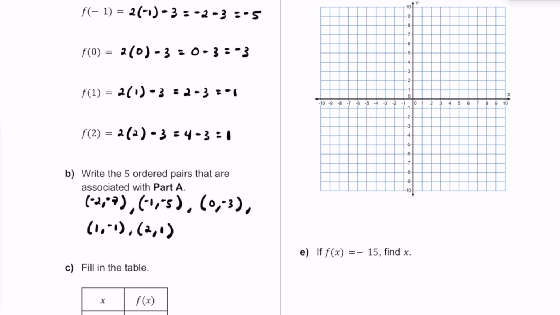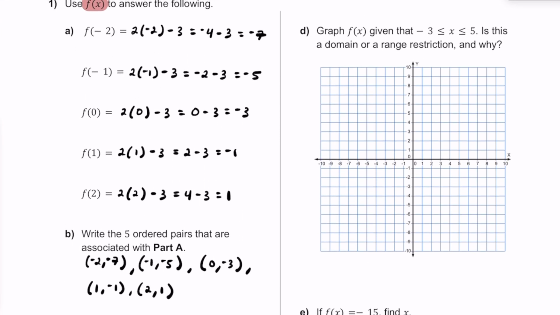Okay, let's go along to part D. Here we're going to go ahead and graph this function f of x on this coordinate plane here. We're going to stay with this domain restriction though, it looks like. This is going to be a domain restriction just because we have x values that are being restricted. So let's see here. We can plot our points here first.